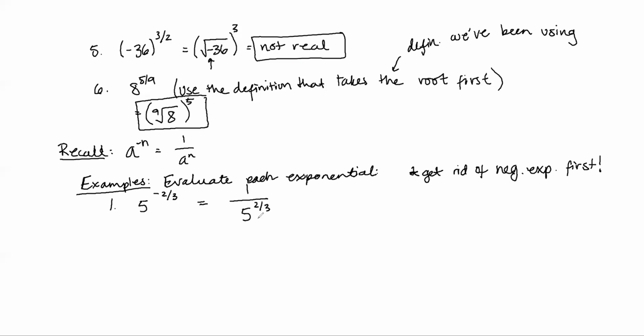Now we can put this into radical form. So we're going to leave that 1 on the top. Now, what root are we taking? We're taking the cube root of 5, and then we're going to square that. So make sure you're only squaring what's on the bottom, just the thing that was raised to the exponent. This is all we're doing for this one because you can't take the cube root of 5.